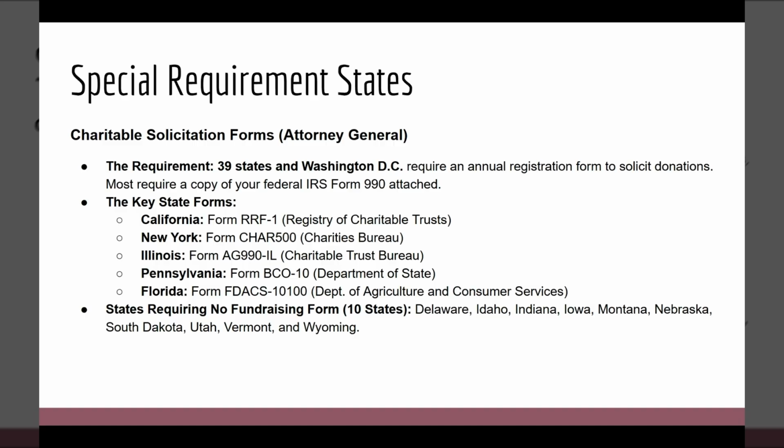For example, California's RRF1, I think, is a $60 fee that you attach your 990 to, you fill out a couple of key pieces of information, and you send that on to them. For the vast majority of these places, you could check on the state's website what your current level of compliance is.